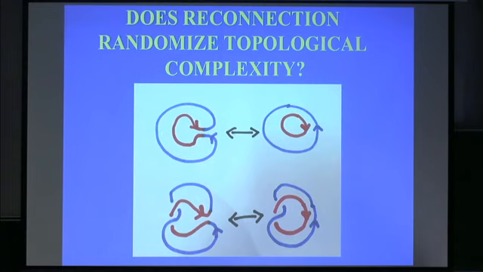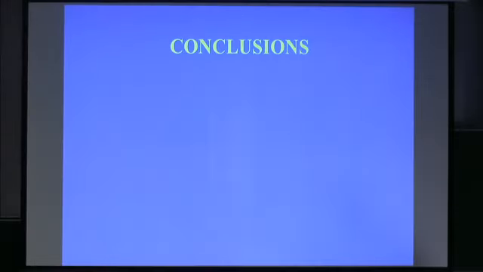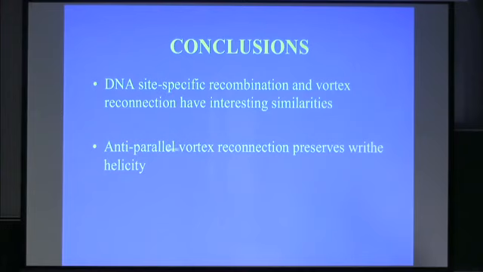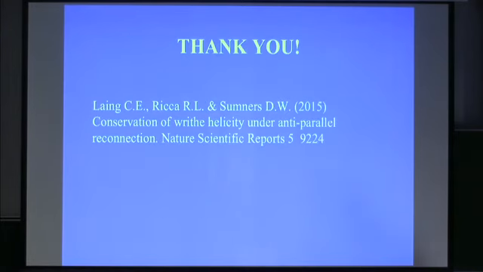Here's a reconnection giving you unlinked circles. Here's reconnection giving you the Hopf link. So I have no idea what the answer to this question is, and I guess what it's going to take is to do some statistical mechanics and some simulations. Anyway, the conclusions are that site-specific recombination and vortex reconnection have interesting similarities. Antiparallel vortex reconnection preserves Rye helicity. Seifert frame vortex links have 0 helicity, and thank you very much.